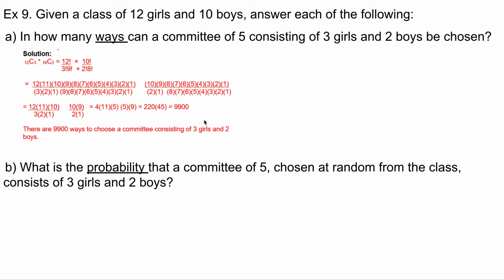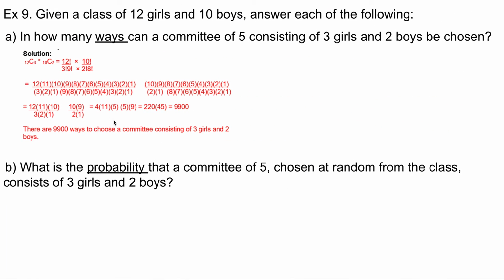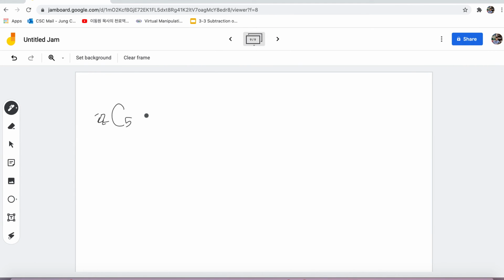3 girls and 2 boys we already have found here, right? So it's going to be your numerator, but for the denominator, you need to think about how many ways you can make a committee of 5. That's the same as out of 22 people, you are choosing 5 people as the committee. It doesn't matter whether it is a girl or a boy. Where did I get 22? Because the question was saying there are 12 girls and 10 boys, so there are a total of 22 kids. So out of 22 kids, you are choosing 5.